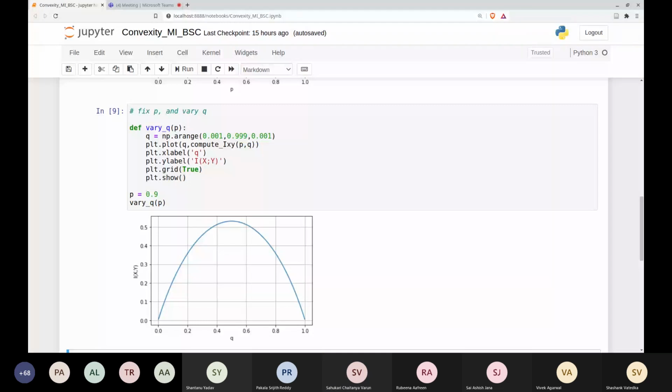The information can be represented as a function of h of x minus h of y given x, and h of x is maximum when q equals half.